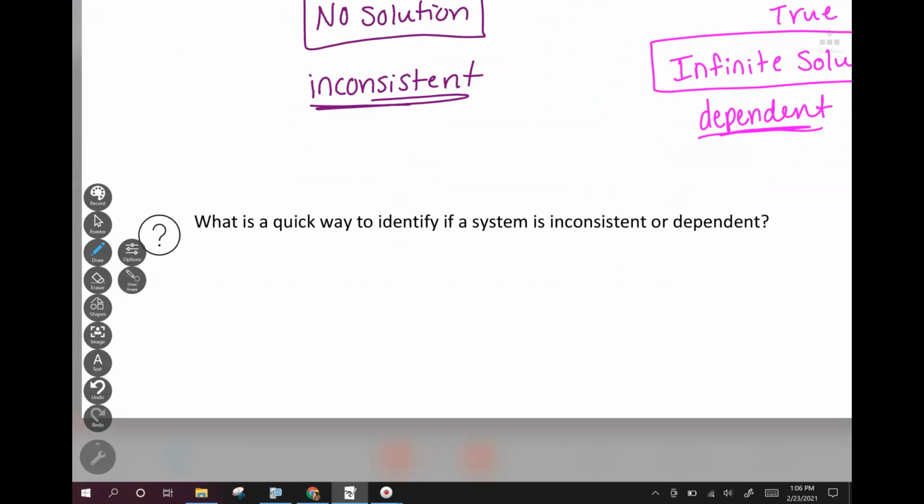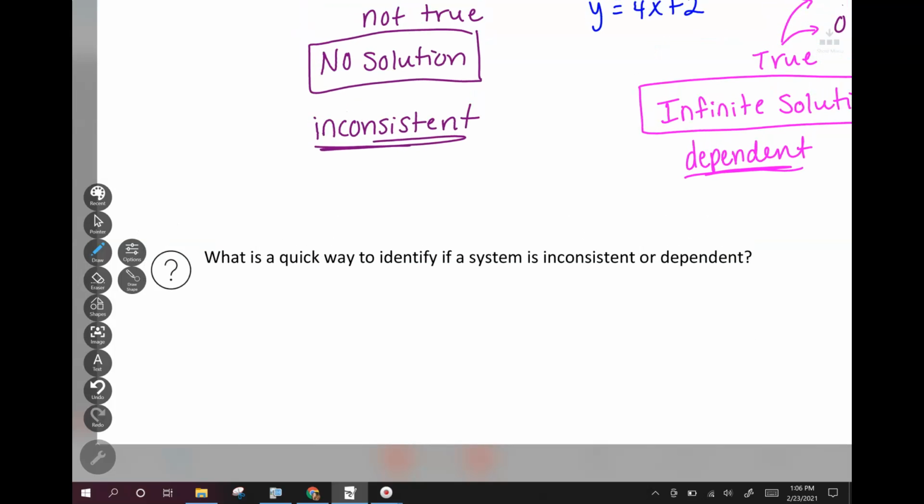So a quick way to identify if the systems are inconsistent or dependent is to check and see if they're multiples of each other. Check if the equations are multiples of each other.